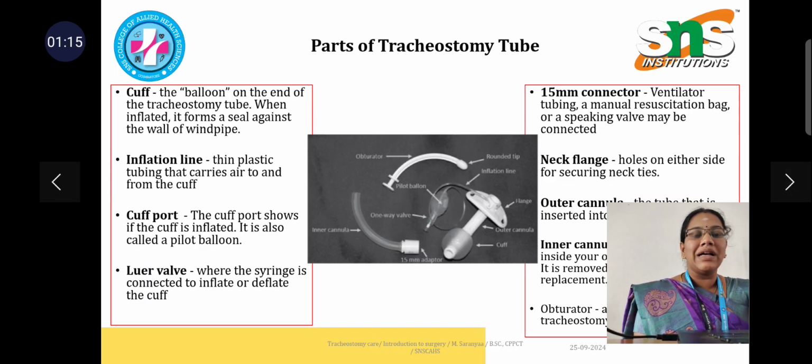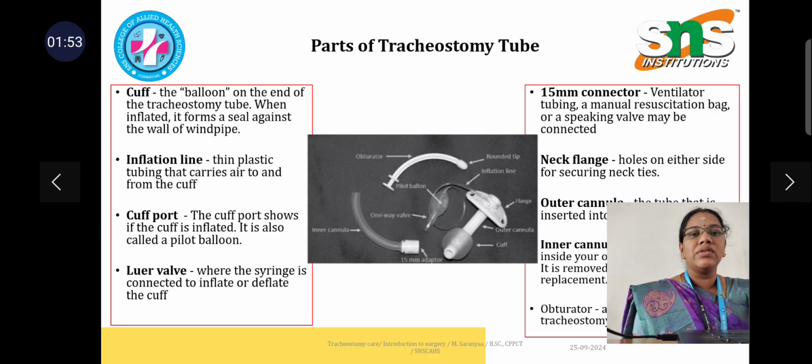So the tracheostomy tube has different parts, which are called the cuff, inflation line, cuff port, lower lock, 15 mm connector, neck flange, outer cannula, inner cannula and obturator. Each has its different function. The cuff is a balloon at the end of the tracheostomy tube. When it gets inflated, it forms a seal against the wall of the windpipe. The inflation line is a thin plastic tubing that carries air into the cuff. The cuff port is the port where the cuff is inflated; it shows the balloon inflation. It is also called the pilot port.